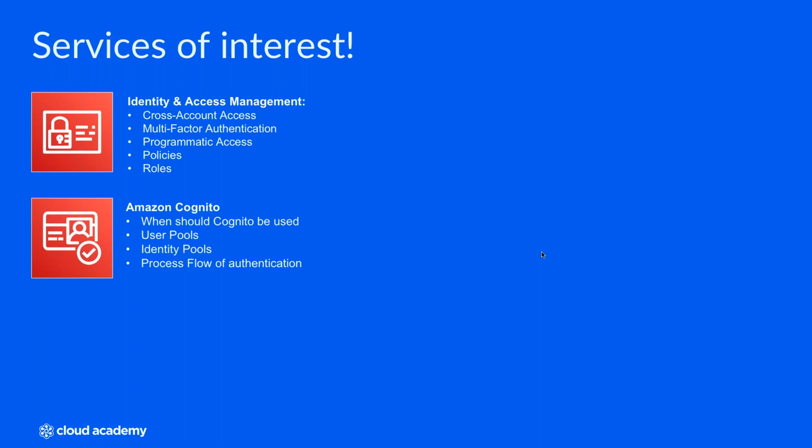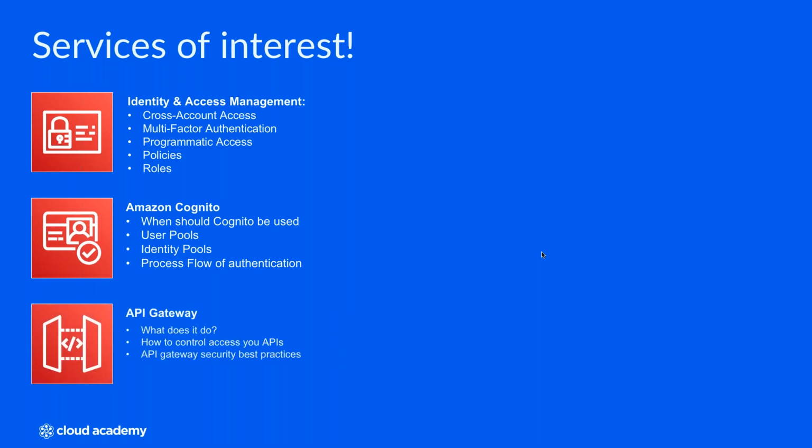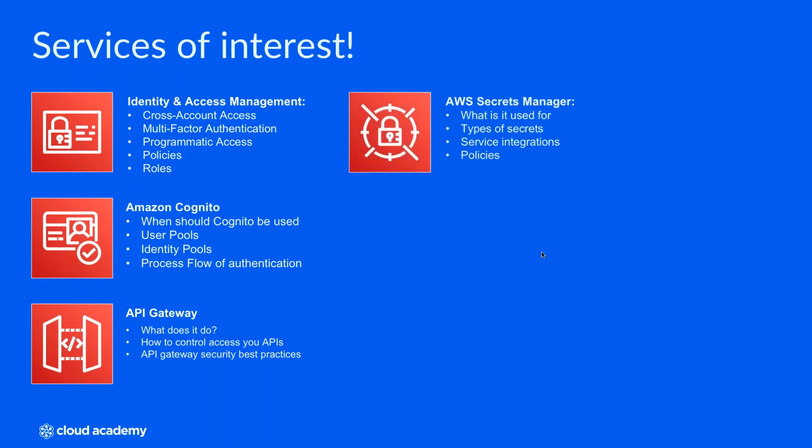I should then be looking at Amazon Cognito to provide an insight into the differences between user pools and identity pools and how these elements fit together to provide authentication for your mobile apps. Following this, I look at API Gateway. I'll review what the service is at a high level before looking at the different options to control access to your APIs and some API Gateway security best practices. I should then be looking at AWS Secrets Manager to explain what it is and what it's used for, followed by defining what a secret is and the different service integrations and policies used to protect your secrets.